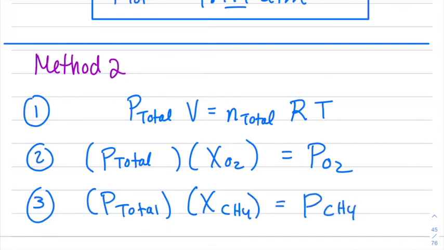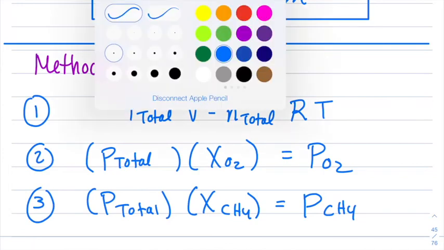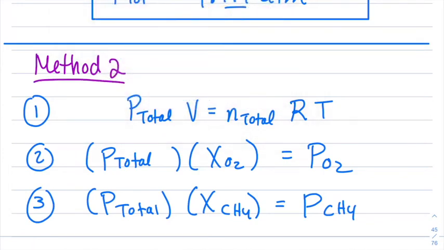The reason that this isn't that much faster is you've got to calculate out the mole fraction of oxygen and the mole fraction of CH4. So it's just a different way to do it, where here you find the total first, and then you find the individual pressure second. But either one does work. Any questions on anything here?